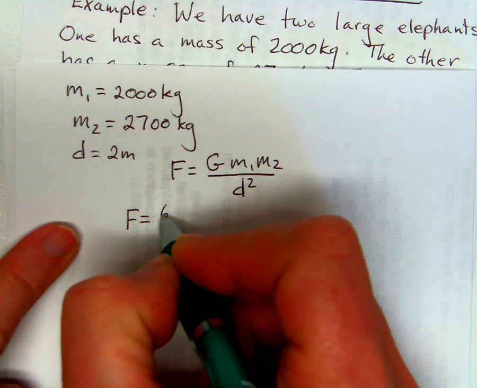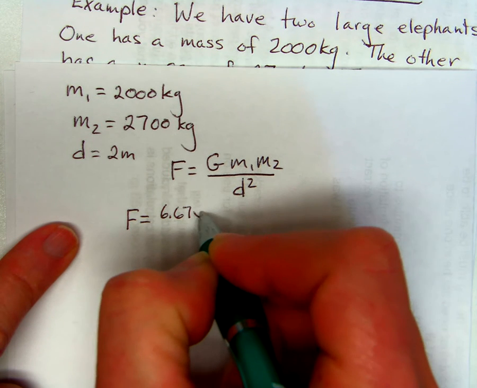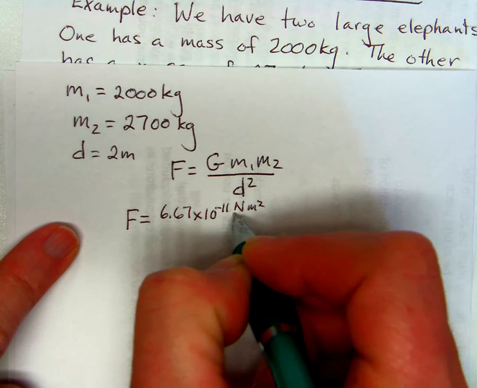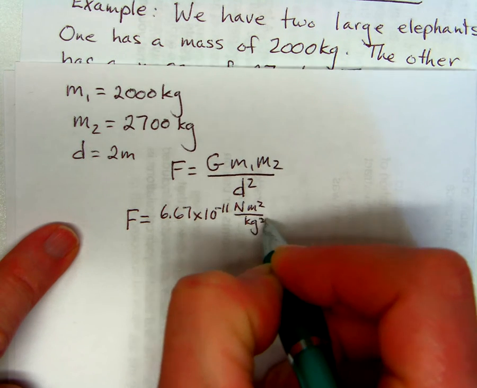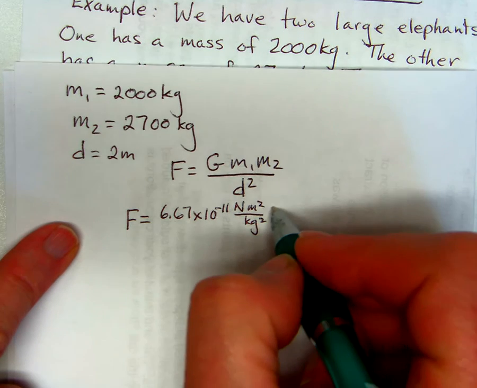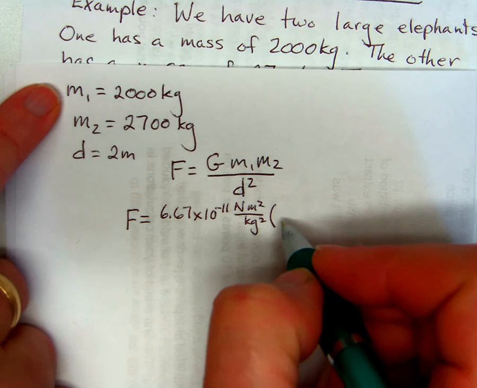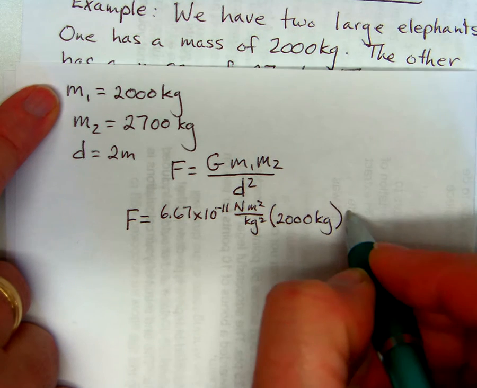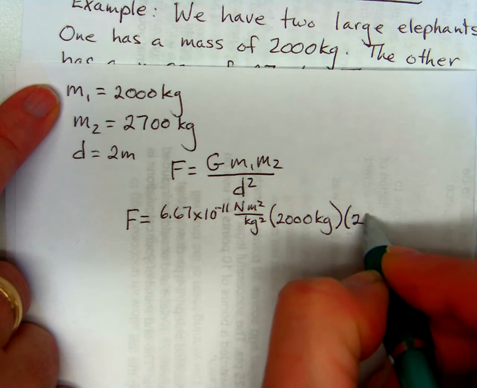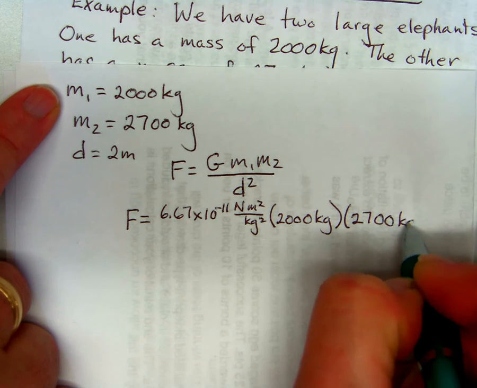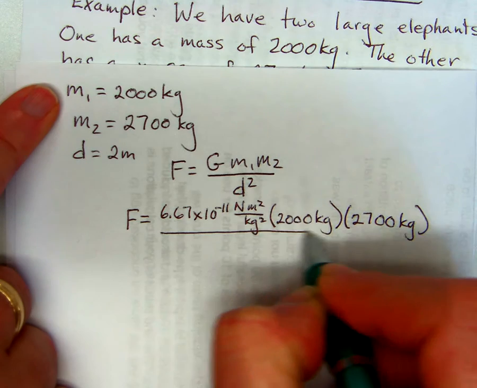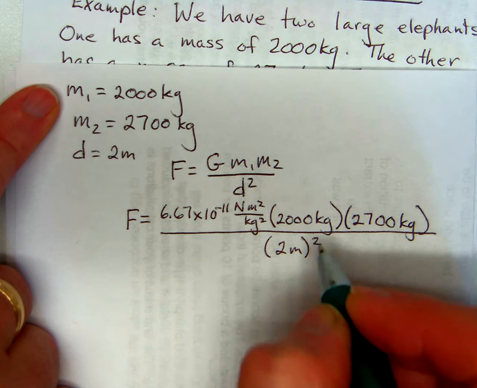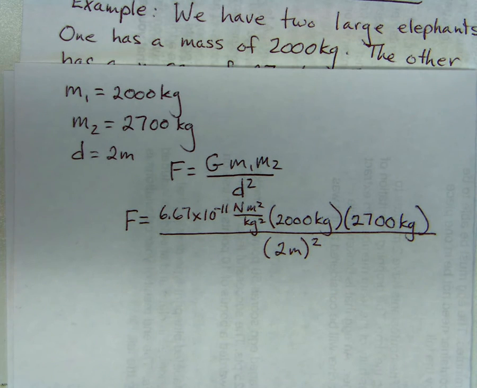F equals G, which is 6.67 times 10 to the negative 11th Newton meter squared per kilogram squared, times the first mass, 2,000 kilograms, times the second mass, 2,700 kilograms, divided by our 2 meters, and then we square it.